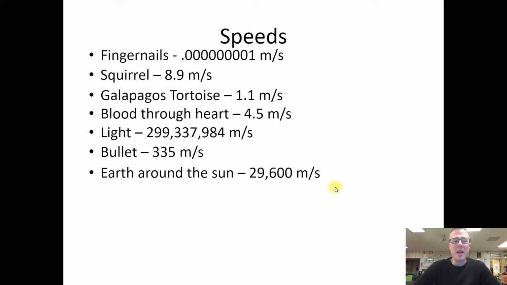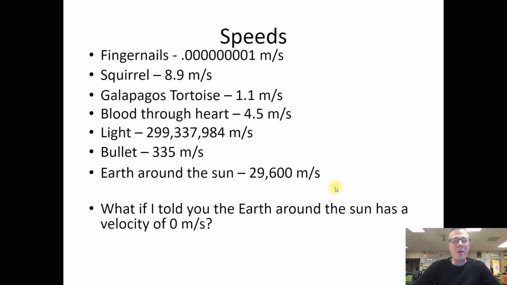Well, today I want to make the argument to you that our speed may be nearly 30,000, but our velocity is actually 0. So there's a big difference between speed and velocity, which to a lot of people mean the same thing, how fast you're going.